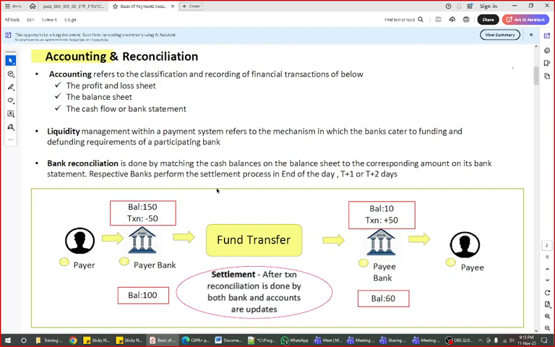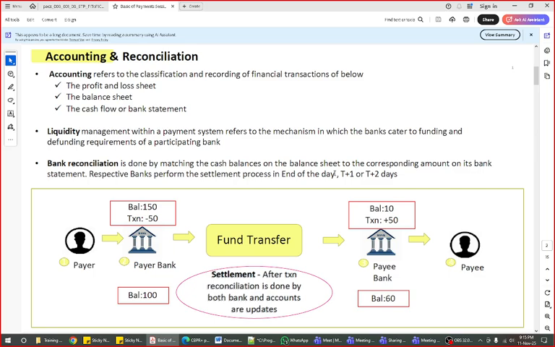Now the main concept will start with accounting and reconciliation. Accounting means a balance sheet and profit and loss sheet, like in your CA portfolio, but here we have to consider a different balance sheet. There are two important aspects of this balance sheet: liquidity and bank reconciliation. How much liquidity is with the particular bank and how much reconciliation happens.